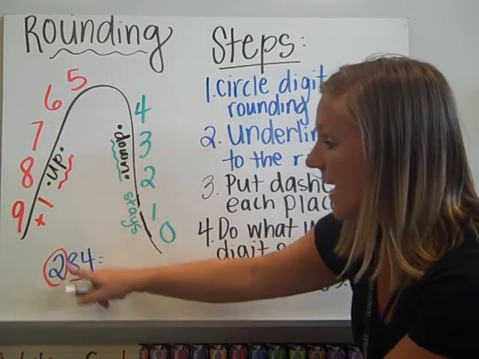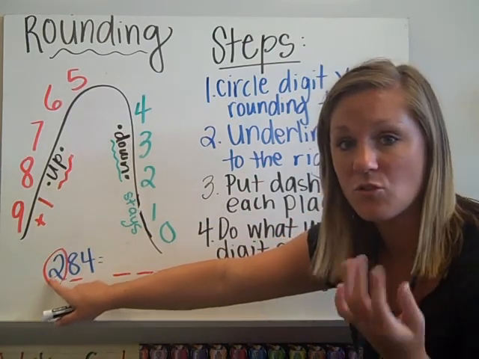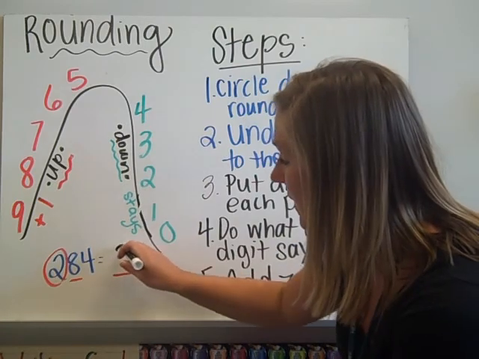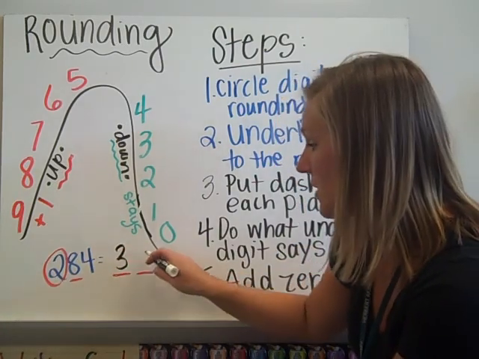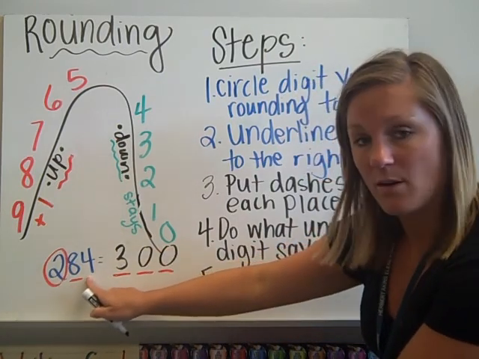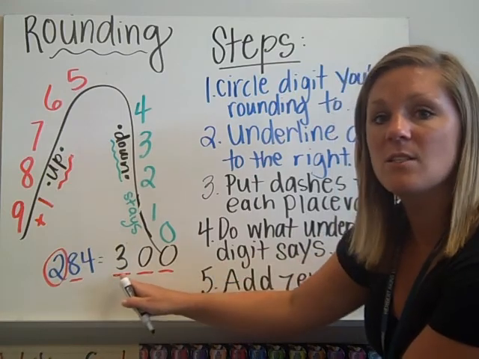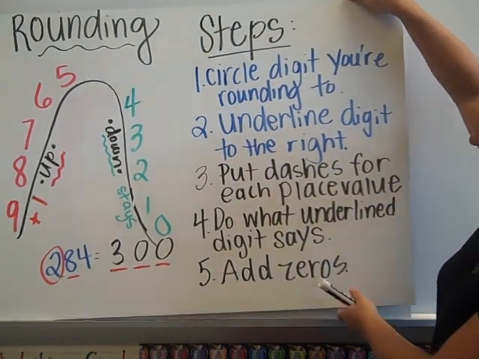Since this is an 8, I need to round up, which means I need to add 1 to 2. 2 plus 1 is 3. I'm going to keep that in the same place value, and then I'm finished. I just add my zeros. So 284 rounded to the nearest hundred is 300. We're going to do some practice problems together.